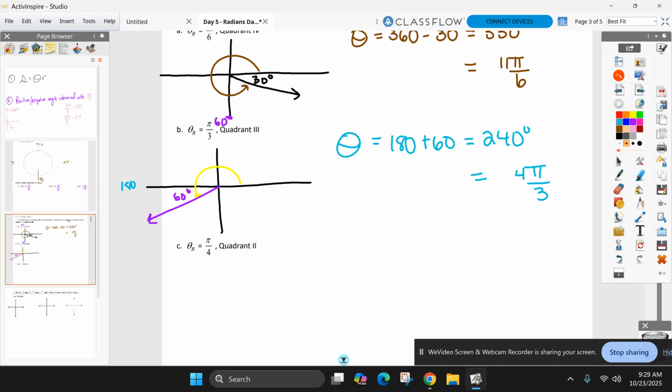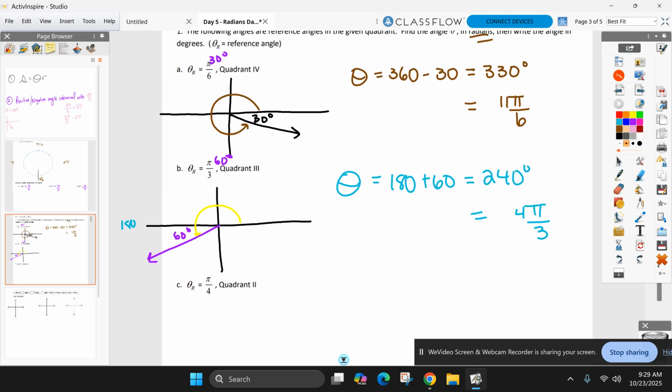Why are you subtracting on the first part? Okay, what quadrant was I in the first one? 4. 360 is right here, right? And to get that angle, I needed to take away the 30. Here, what quad? I'm in 3 now. A little different rule on 3. Now I went from here to here, I went 180 plus another 60. If I took away 60, I'd be in quadrant 2.